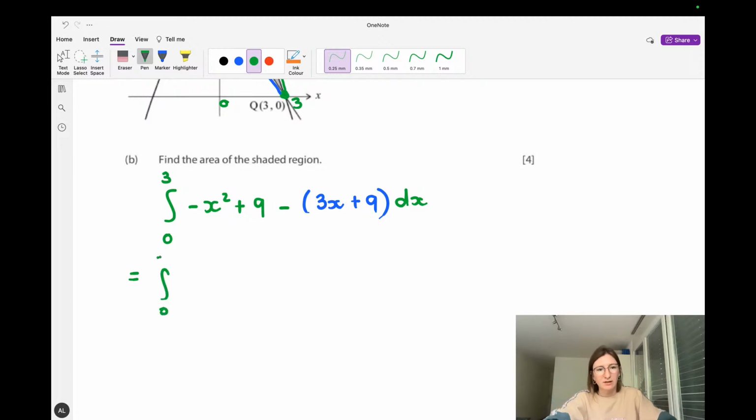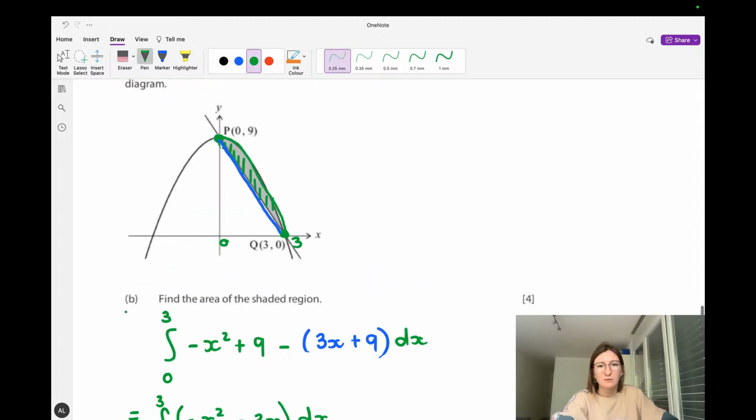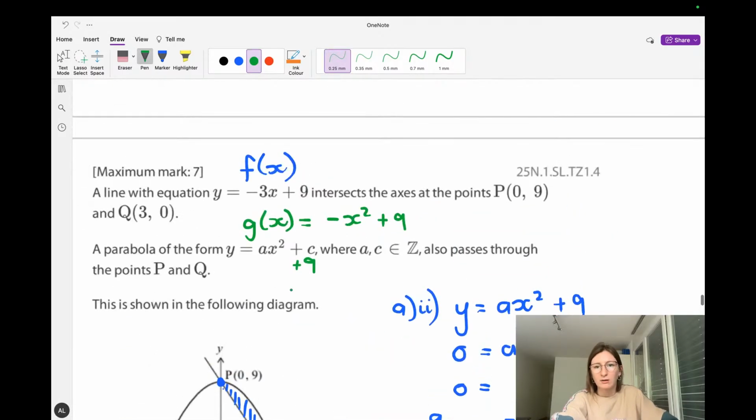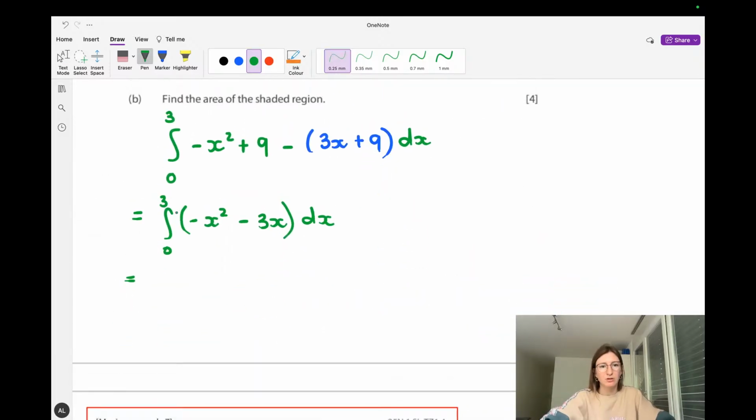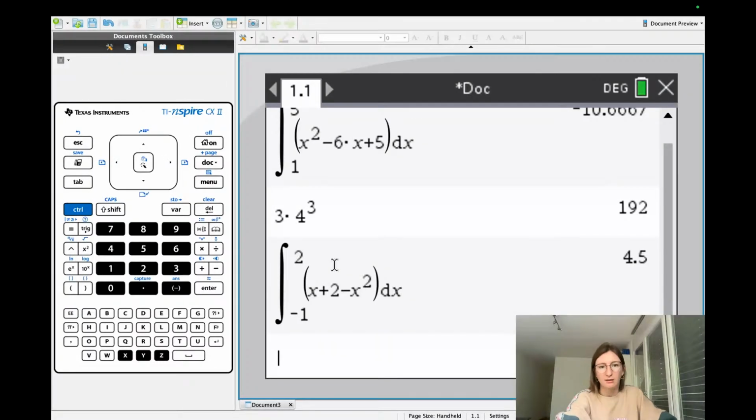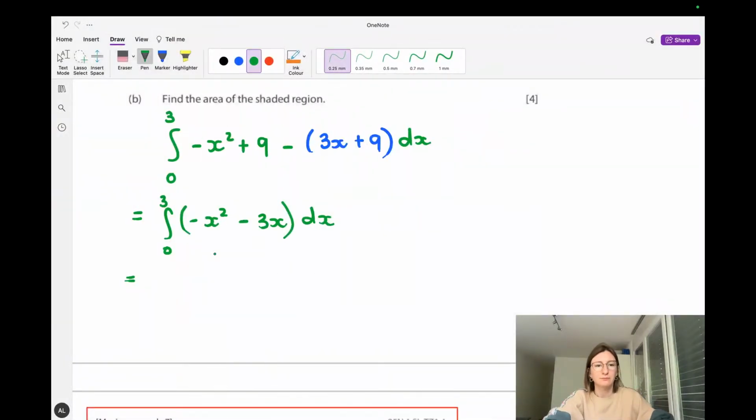So let's simplify this a little bit. We have minus x squared plus 9, and here we're going to get a minus 9. So plus 9 minus 9 is 0, and then minus minus 3x. That's a lot simpler. So this is our integral to solve. And this was a paper 1 question, so we need to do it ourselves. But if you're an AI SL, this is the point where you would just put this on your calculator and you'd get the answer. But if you're in a paper 1 of AA, we're going to have to do it ourselves. So we integrate it.